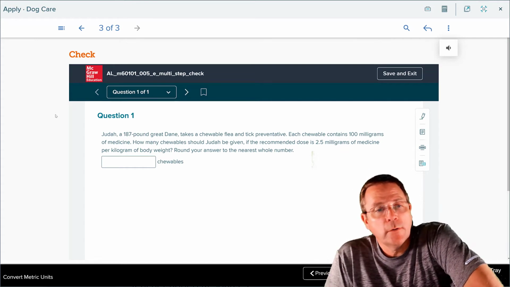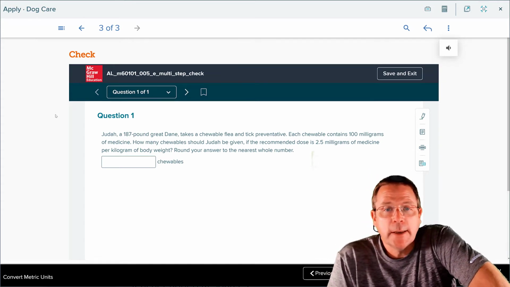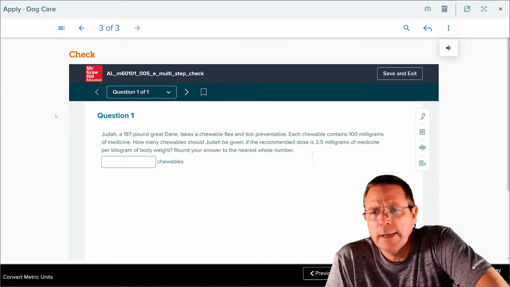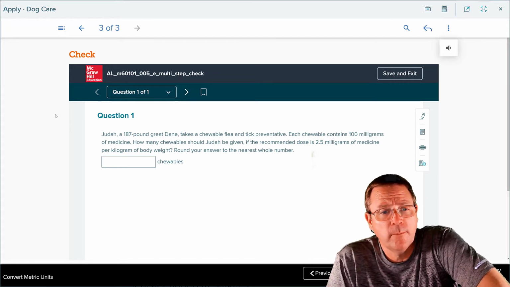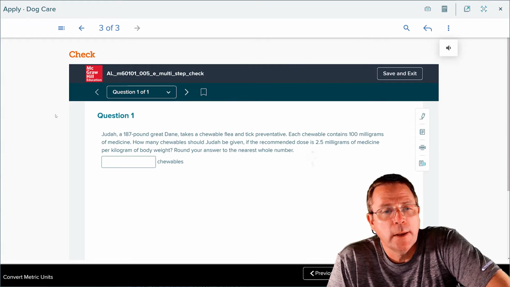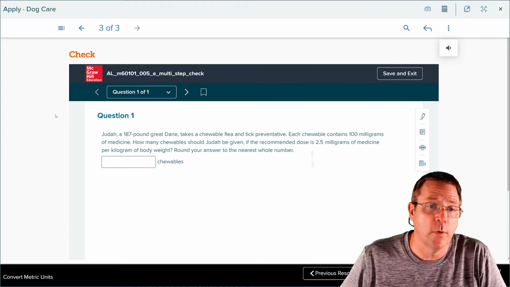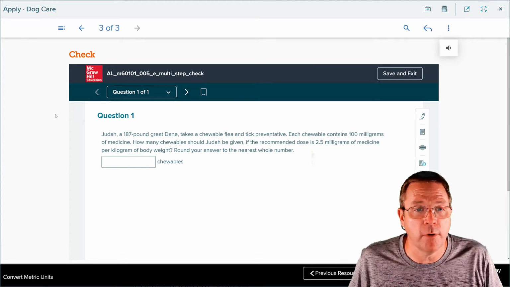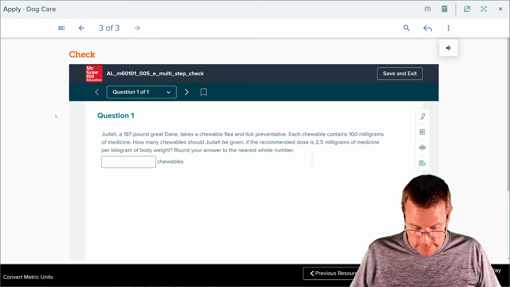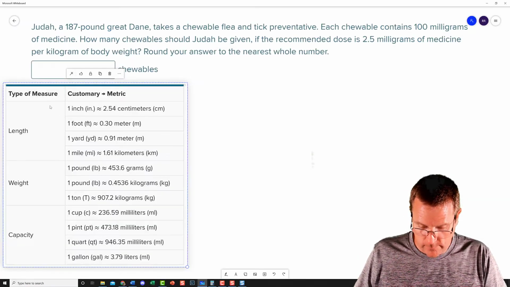Judah, a 187-pound Great Dane, takes a chewable flea and tick prevention. Each chewable contains 1,000 milligrams of medicine. How many chewables should Judah be given? It is recommended to dose 2.5 milligrams of medicine per kilogram of body weight. So once again, we have to convert the pounds of Judah, the Great Dane, into kilograms, and then we will go from there.